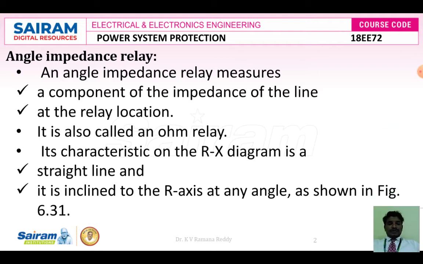To discuss the topic of an angle impedance relay: an angle impedance relay measures a component of the impedance of the transmission line at the relay location. It is also called an ohm relay. Its characteristic on the RX diagram is a straight line passing through the origin, and it is inclined to the R axis at any angle.